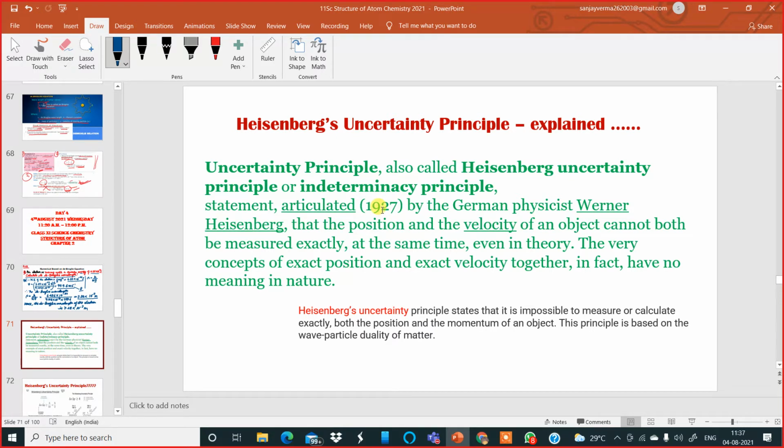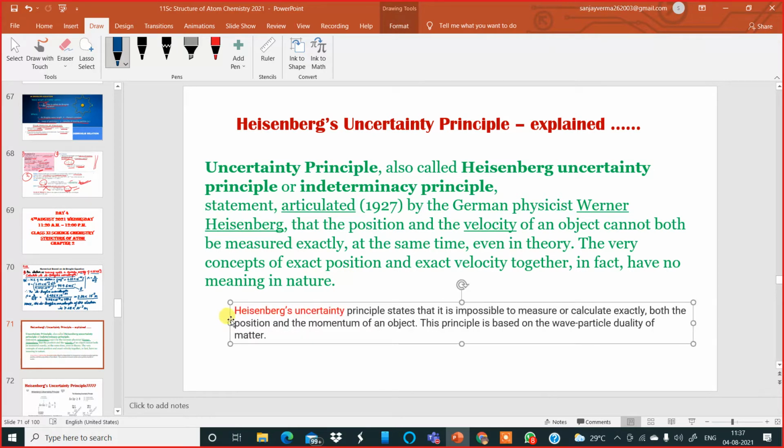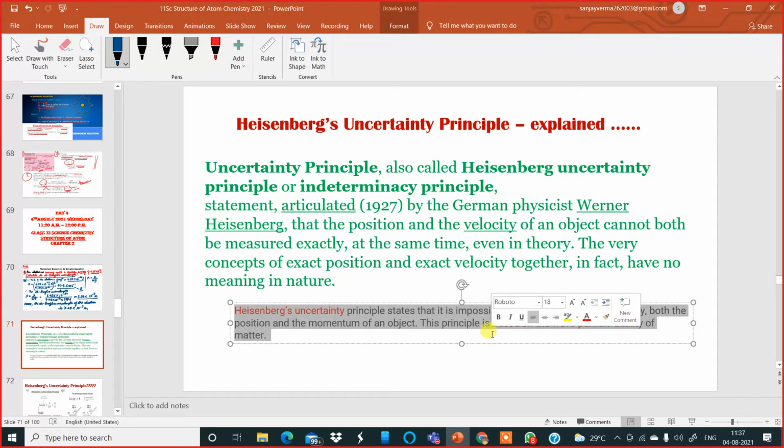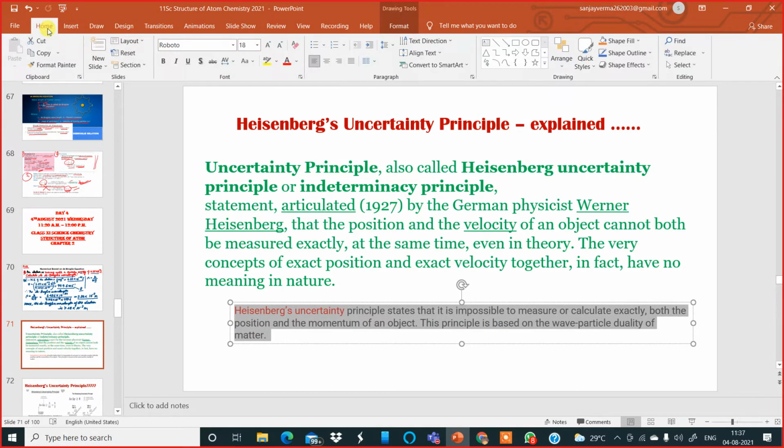It was written down by a German physicist, Werner Heisenberg, that the position and the velocity of an object cannot both be measured exactly at the same time, even in theory. The very concept of exact position and exact velocity together has no meaning in nature, in reality. So that is how the principle was stated. It was given to the world of chemistry for understanding and for learning further.